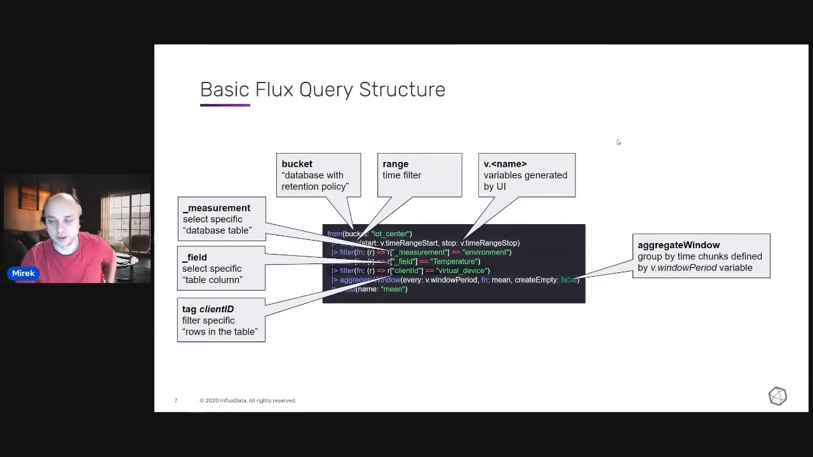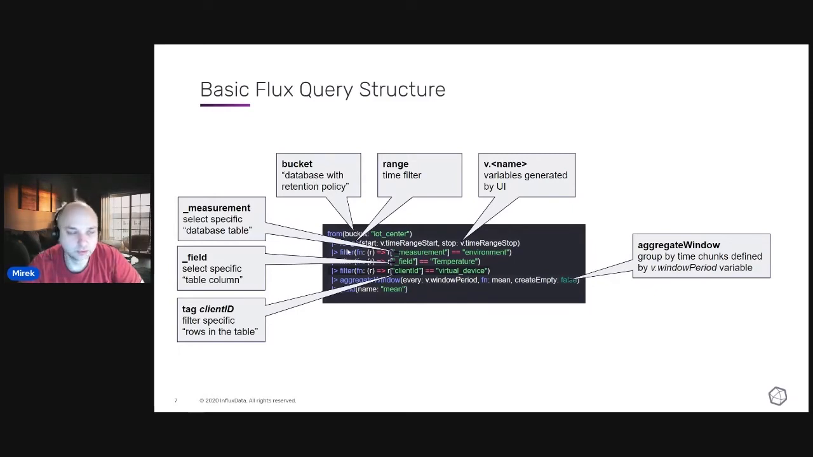because I will explain in detail the purpose of each row in the command. The first row, from bucket IoT Center, defines that we would like to use the bucket IoT Center. Bucket, in the case of a standard SQL database, is something like a database. But in this case, it's also a database with a retention policy, which defines how long you want to keep the data in the specific database.